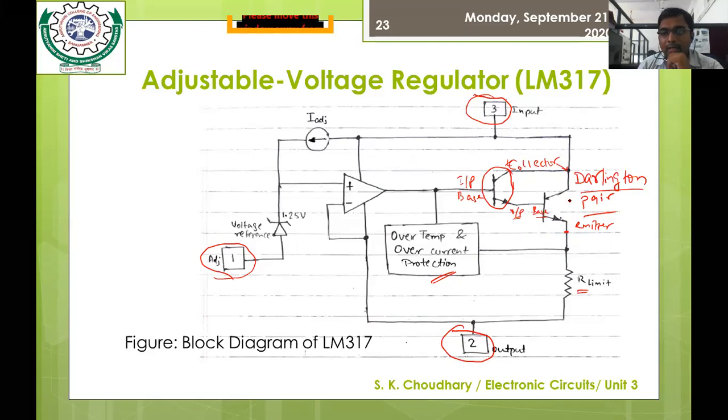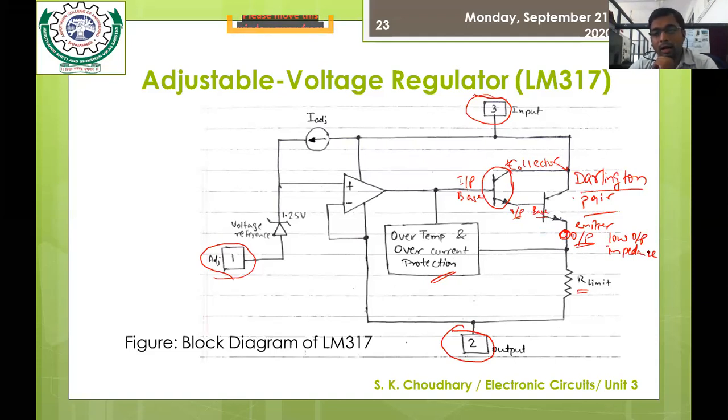So this is basically a current boosting circuit, and it passes the voltage whatever is coming to its input terminal. In this case, as per the configuration of this Darlington pair, it will provide a low output impedance. Here, this is the output terminal of the Darlington pair. It will provide a low output impedance.